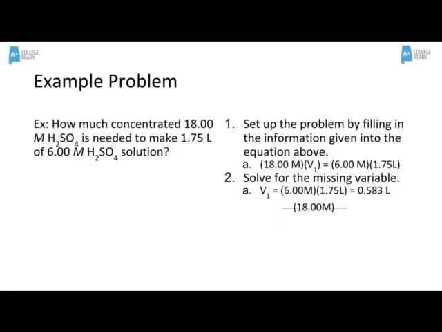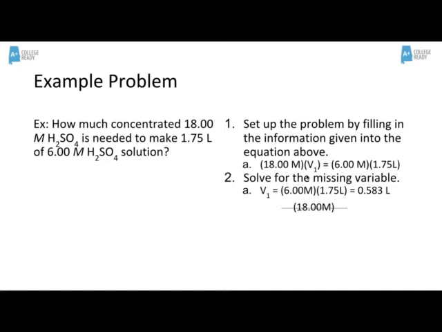So an example problem of this would be how much concentrated 18 molar H2SO4, so sulfuric acid, is needed to make 1.75 liters of a 6 molar sulfuric acid solution. So notice that they gave you your M1, okay, so that would be 18 molar. I don't know my V1, so I don't know how much of the stock solution that I need, so I just leave the V1. Is equal to, I want the solution to be 6 molar in concentration, and I want 1.75 liters of it. So all you've done here is just fill in your information and leave your V1 blank.